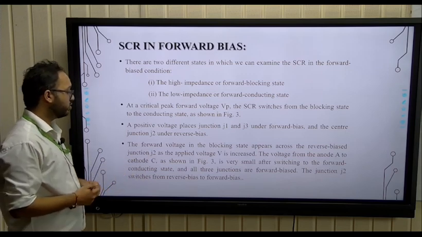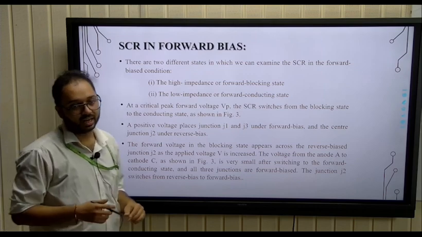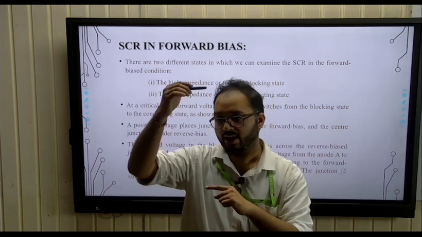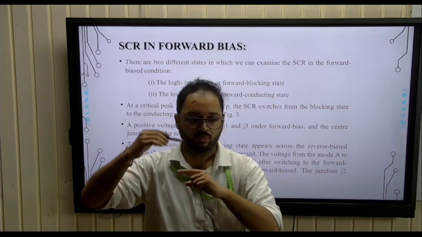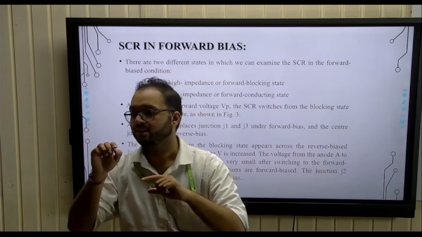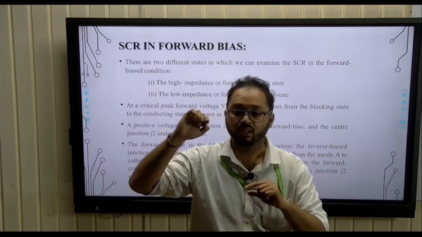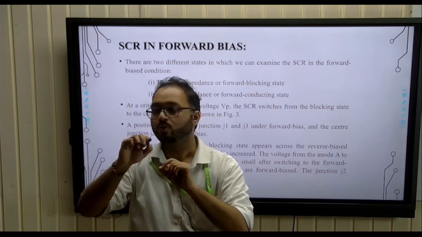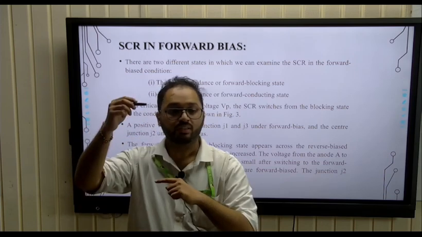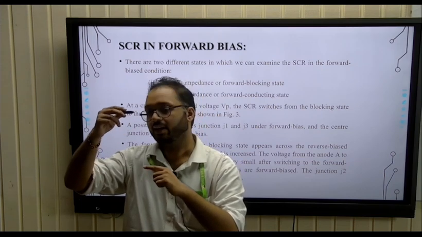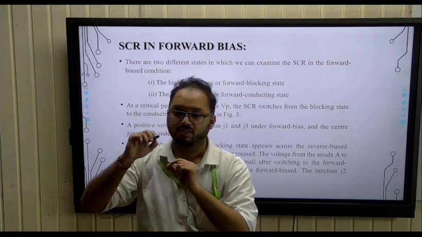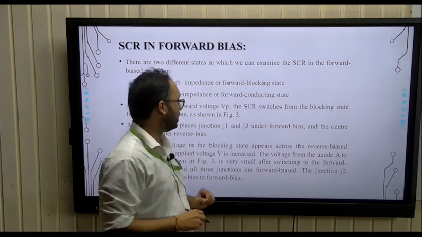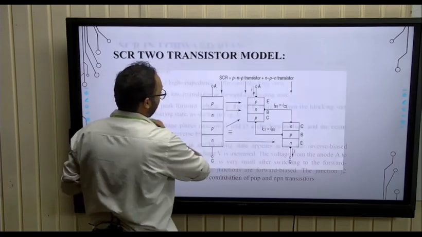After switching to the forward conducting state, all 3 junctions are forward biased. The junction J2 switches from reverse to forward bias. That is what I mean when I am conducting from anode to cathode and increasing this voltage. Junction J1 is in forward bias, J3 is in forward bias, but J2 was in reverse bias. So when we are increasing this potential, J2 remains in reverse bias, but after a certain time, when we have increased the voltage too much, this junction J2 comes into forward bias and conduction starts. That is called breakover voltage.